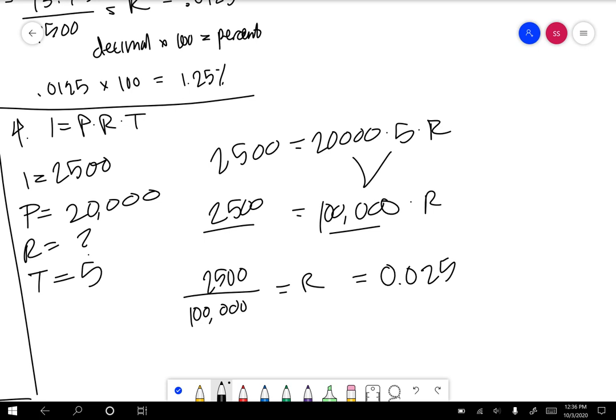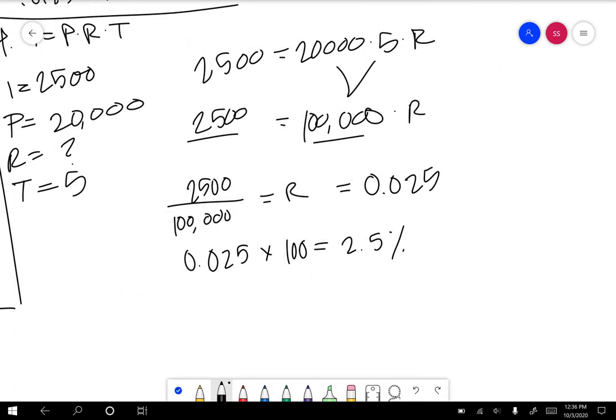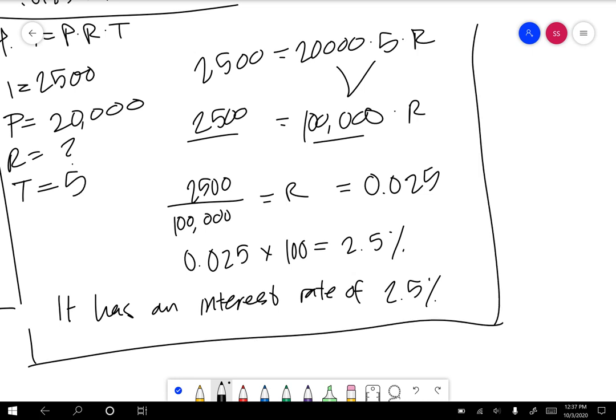We want it in percent form, right? So we would take that decimal just like we did before, multiply it by 100, and that would give us the percent. Okay, so the answer to the question then would be it has an interest rate of 2.5%.